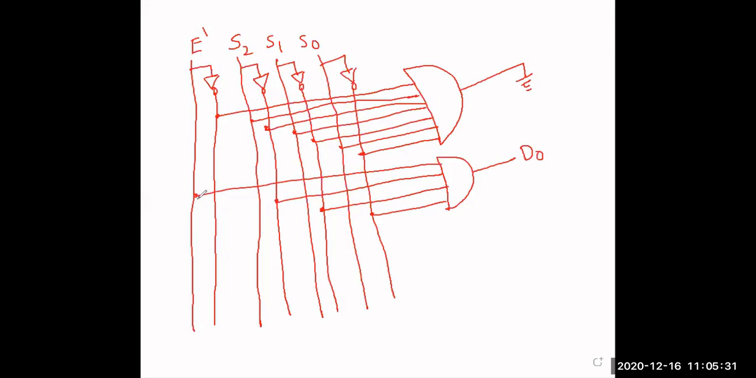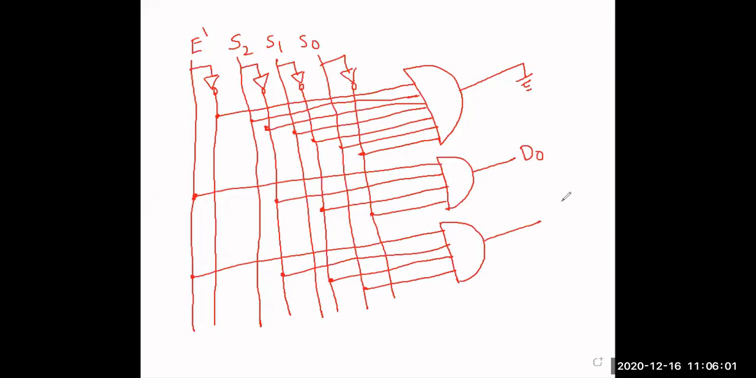But whenever this enable input is 1, and S2 prime, S1 prime, S0 prime are all 0, what does that mean? It is D0. Just look at the expressions beside the circuit, and you can easily draw it. And next, whenever this enable input is 1 and I am taking S2 prime, S1 prime and S0, so what is this one? D1. Hope that is clear, right?